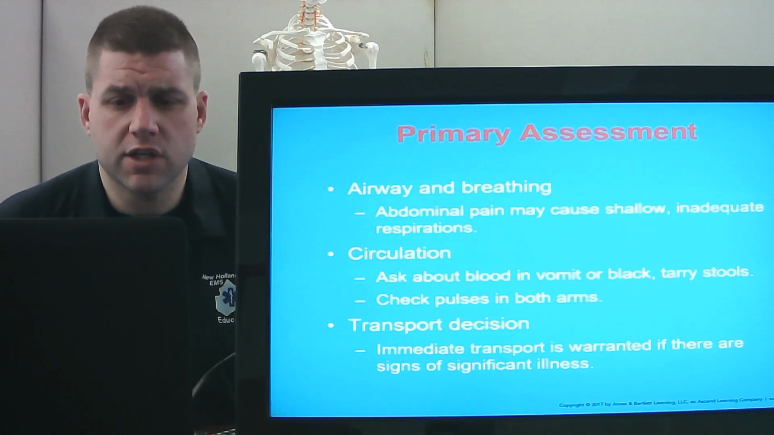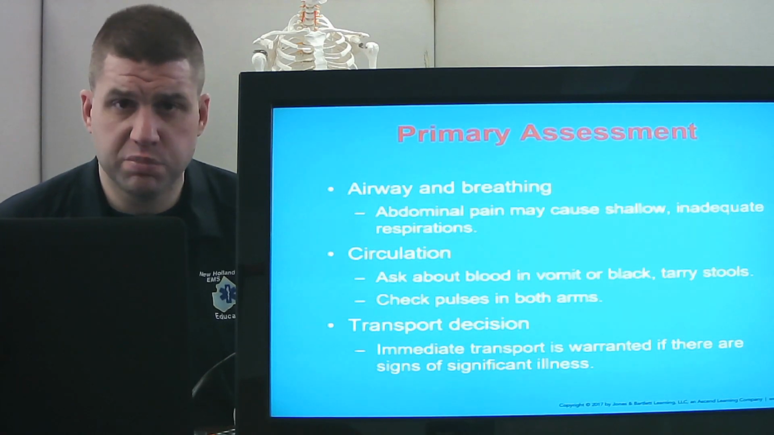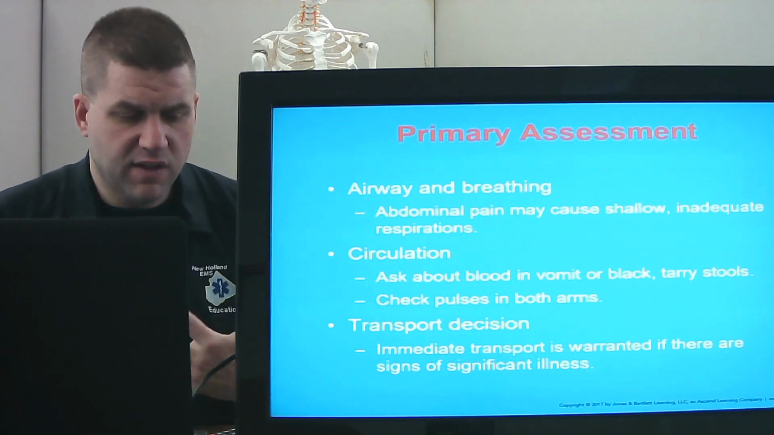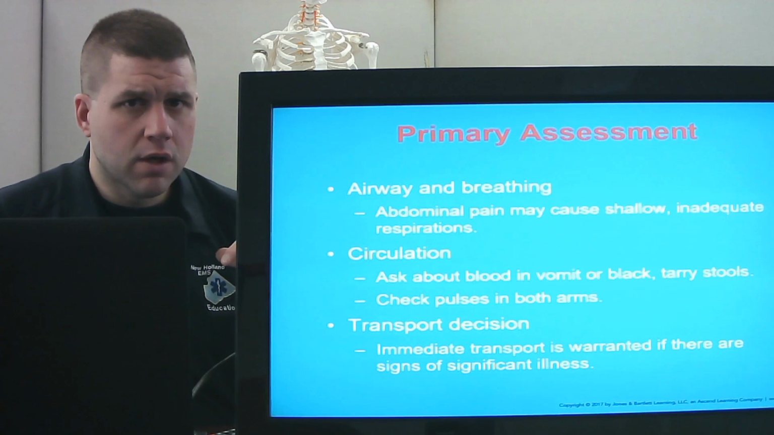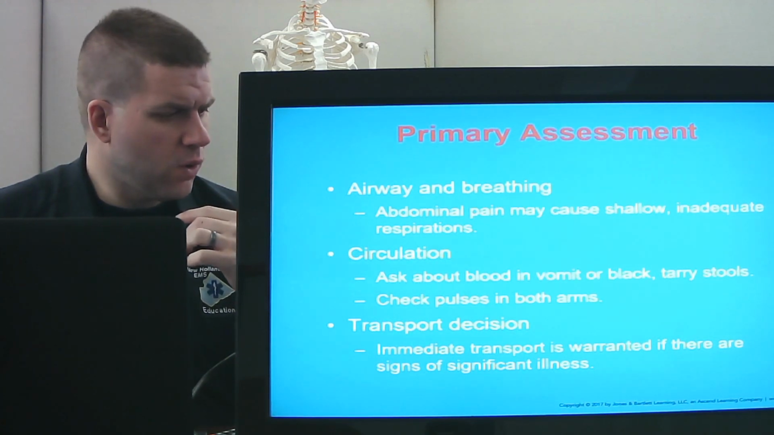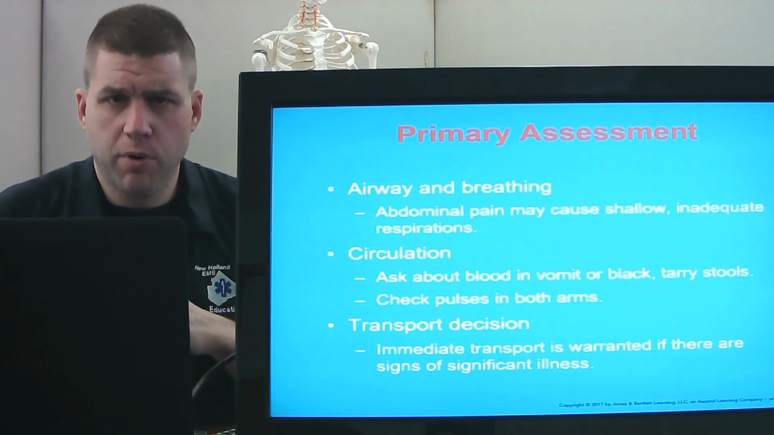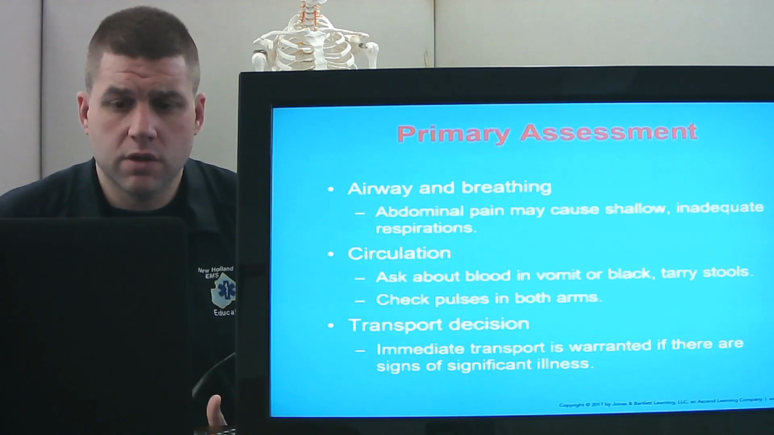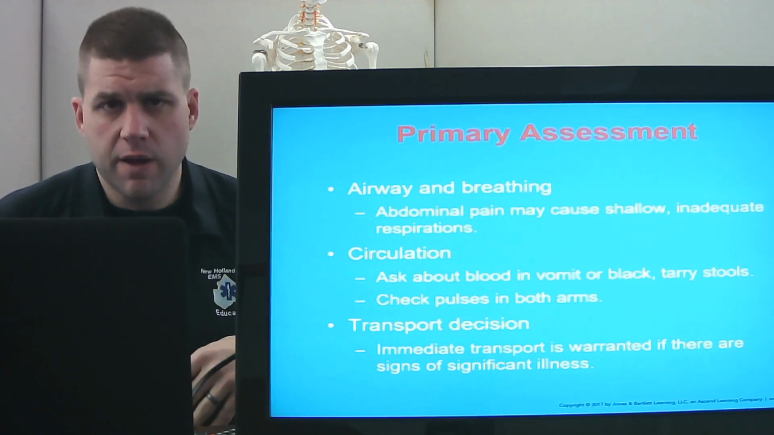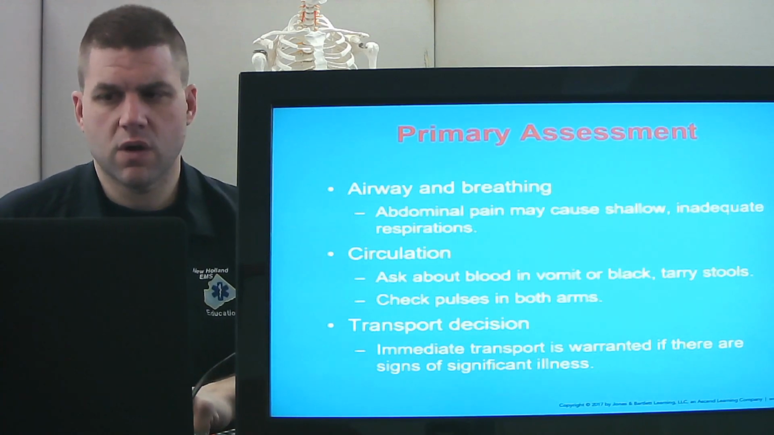Same thing, circulation. Ask about blood in their vomit, black or tarry stools. That is a sign of blood coming up. That's a sign of blood coming out in stool. And we need to know why the blood is there, right? Check pulses in both arms and make a transport decision. Do we need to take them right away? Or do we have time to sit on scene, get a set of vital signs, and get a really good history and figure out what's going on?